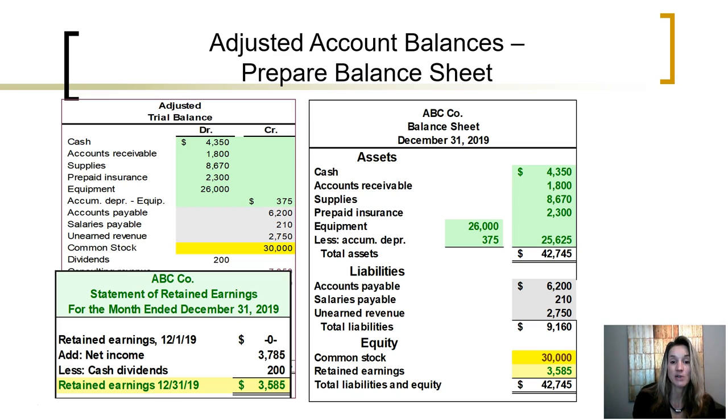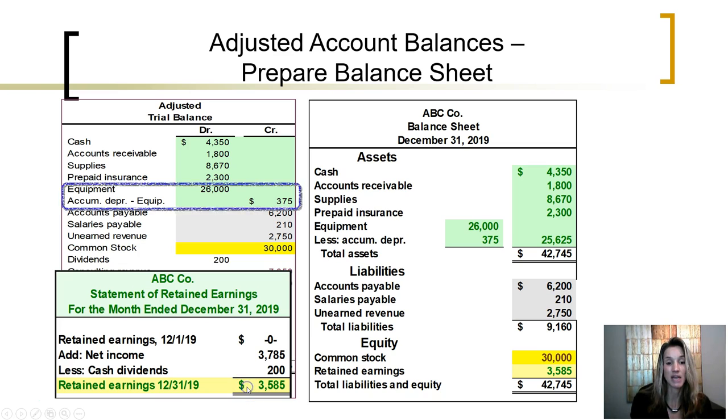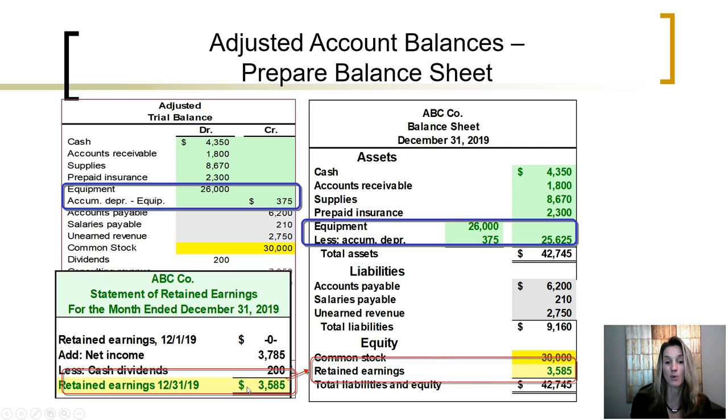A couple of things are a little bit different here. We are still reporting the retained earnings from the statement of retained earnings and carrying that forward to the balance sheet. The only other difference that we didn't have previously when learning how to prepare the financial reports are contra accounts. And if you recall, contra accounts are like a dog on a leash. Wherever the account it is tied to is reported, that contra account is reported immediately following.